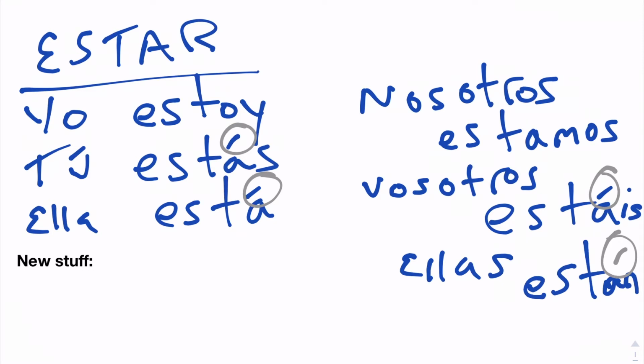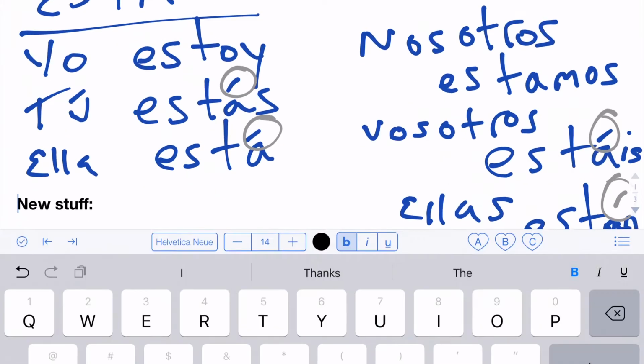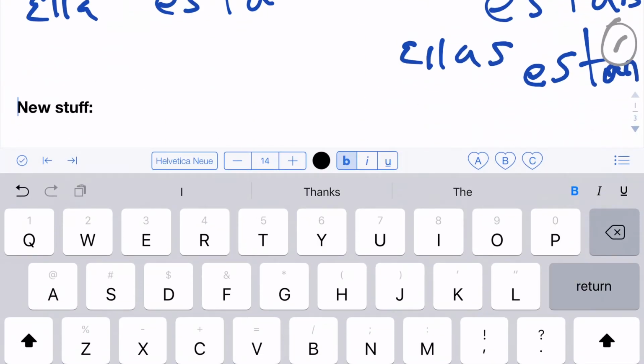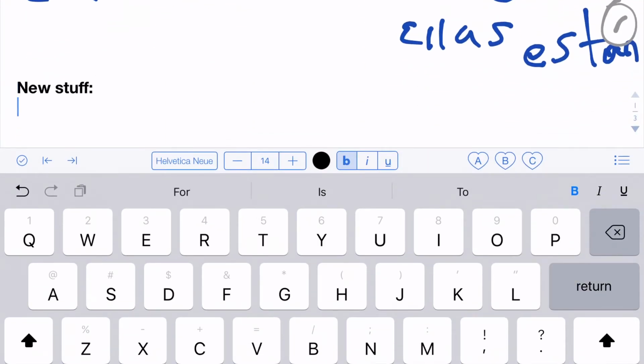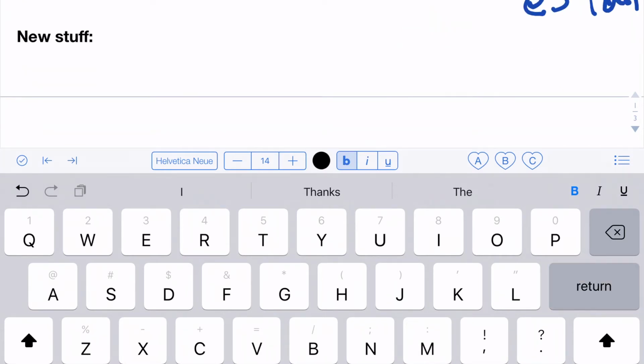So those conjugations should be first nature for you, automatic, but if not, that's something you're going to need to review, maybe make some flashcards and practice that. So here's the new stuff we've been waiting for. Las diferencias entre ser y estar.